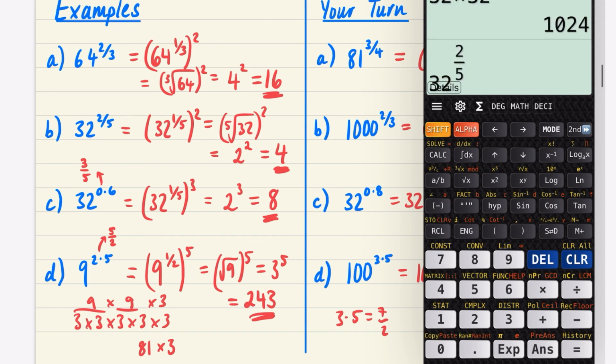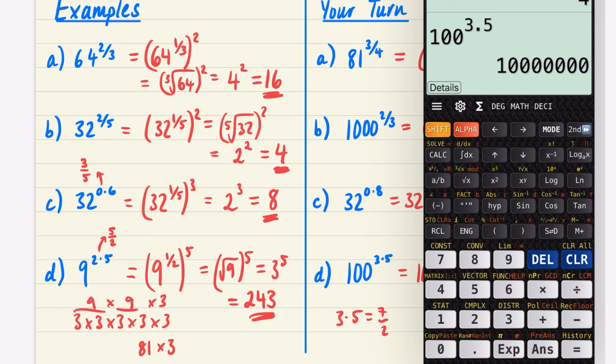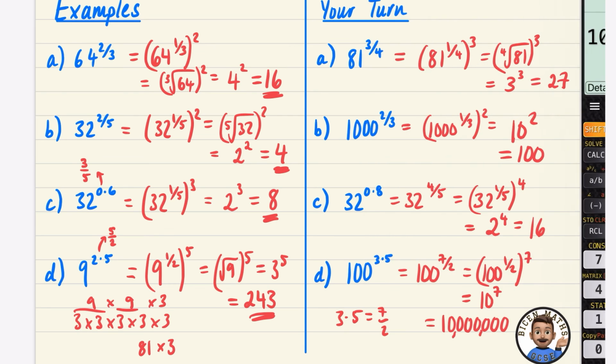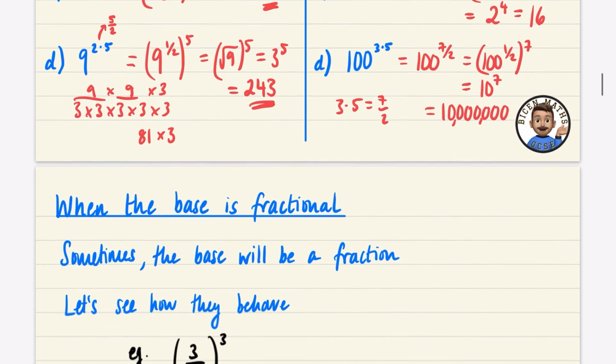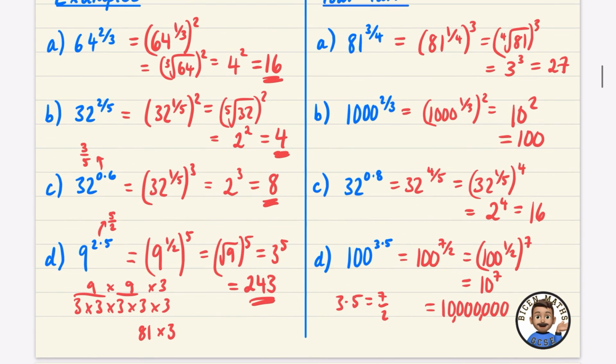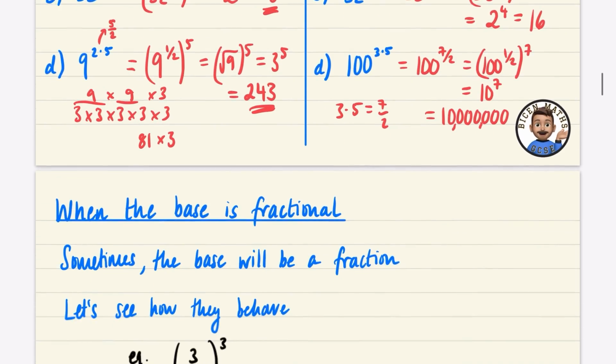Let's just double check that last one. We'll do 100 to the power of 3.5. Yep, there's 7 zeros there. It is 10 million. Okay, so in the next video, we're going to think, what about if the base is fractional? You'll notice here in my blue questions, the base is always an integer. Let's try and see what happens if the base is fractional.